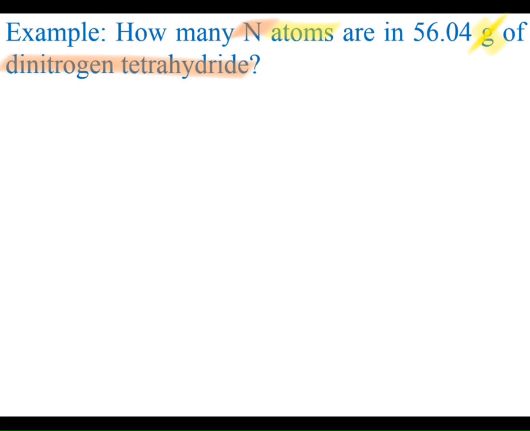So I can just tell I'm going to have to use three different things in this problem: Avogadro's number, molar mass, and this new mole-to-mole ratio. The question is, what order do I do it in? Well, let's just start here and see if we can make sense of this.